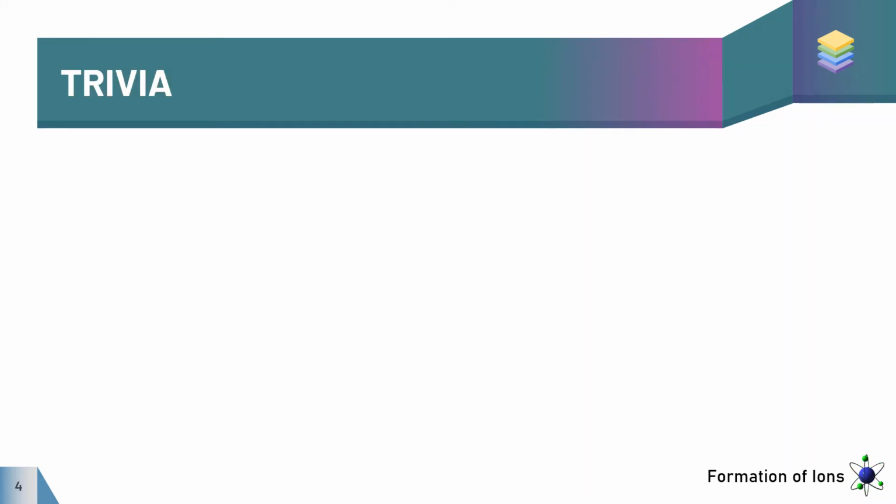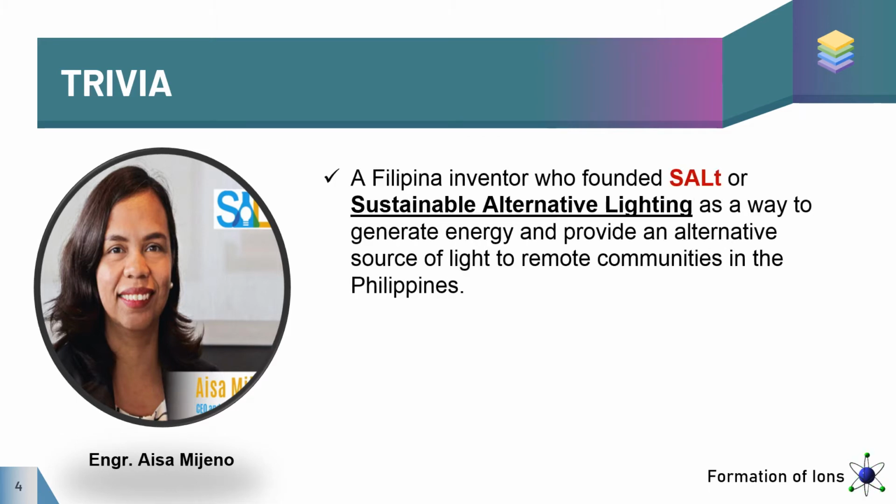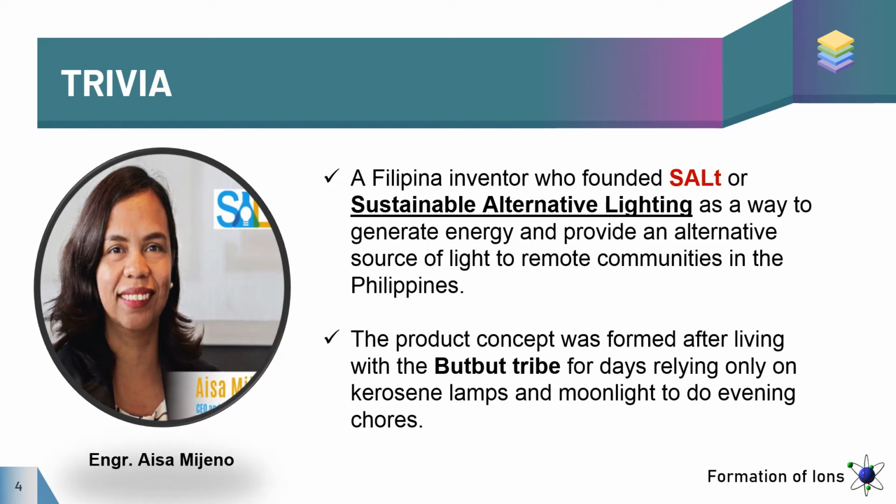Now, let's have also a trivia for this particular lesson. This is Engineer Isa Mijeno. Did you know that? She is a Filipino inventor who founded SALT, which stands for Sustainable Alternative Lighting, as a way to generate energy and provide an alternative source of light to remote communities in the Philippines. The product concept was formed after living with the Butbut tribe for days, relying only on kerosene lamps and moonlight to do evening chores.